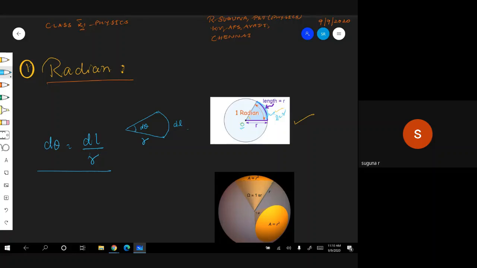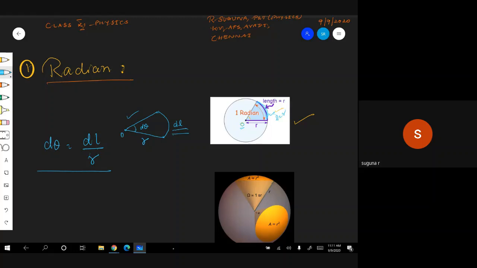d theta is the angle subtended at the center of the circle of radius r by an arc of length dl. Therefore, this is d theta. Once again, d theta is the angle subtended at the center of a circle of radius r by an arc of length dl.